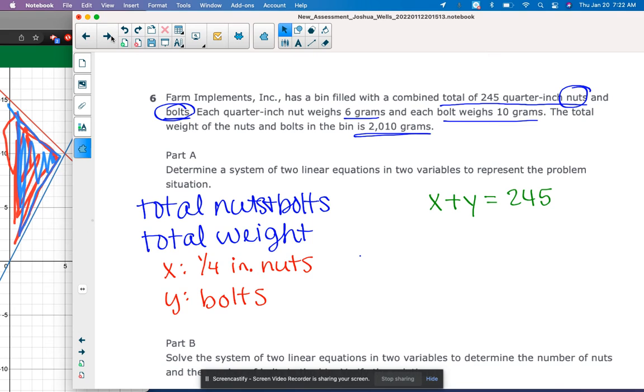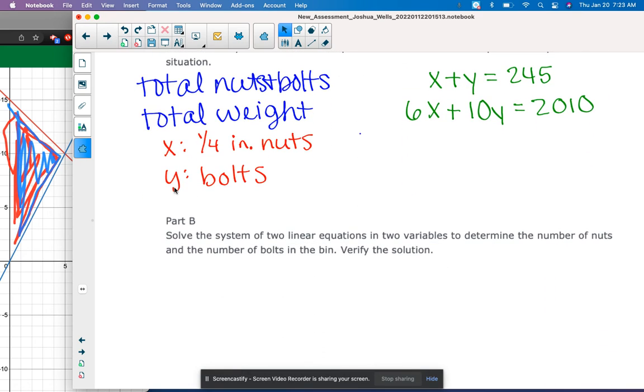And then that last equation is going to be dealing with the weight. So each quarter-inch nut weighs 6 grams, so 6x plus 10y equals 2010. And those are our two equations. In part B, we're going to solve them.